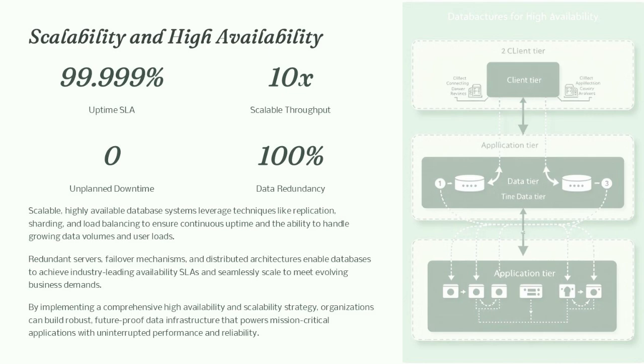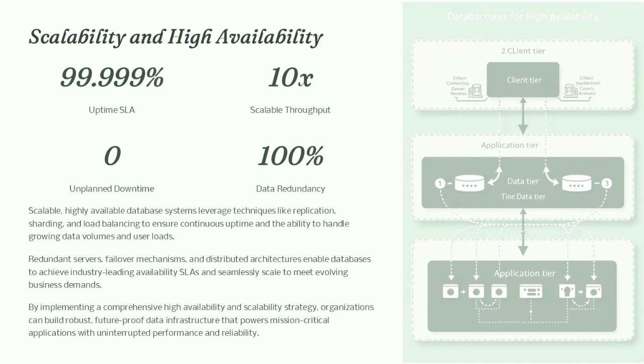This slide outlines the key attributes of a scalable, highly available database system. We guarantee 99.999% uptime through redundant servers, failover mechanisms, and distributed architectures. Our system can scale throughput 10x to handle growing data volumes and user loads. We achieve zero unplanned downtime through robust high-availability features. We ensure 100% data redundancy and protection against data loss.